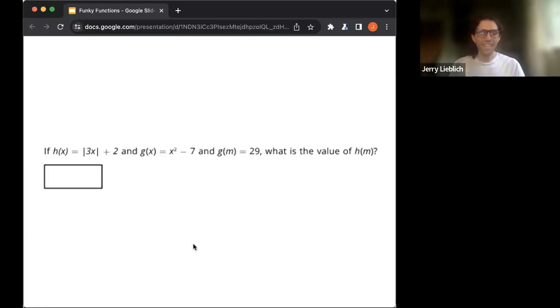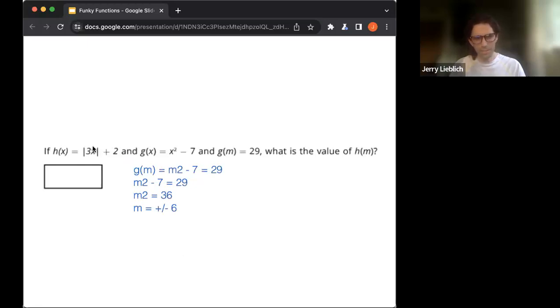Okay. So here we've got our two different functions, but now they're not nested. We're looking for h of m, and to find that, we have to go by way of g of m. So in order to find m, I'm going to need to use these equations here. So g of m, which I know is 29, is going to be m squared minus 7, and that's equal to 29. So let's solve for m using that. I'll add 7 to both sides, take the square root, m equals plus or minus 6.